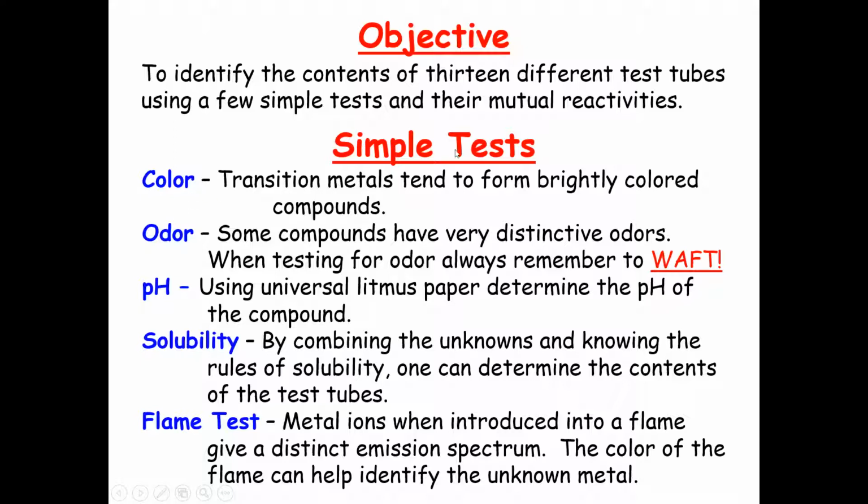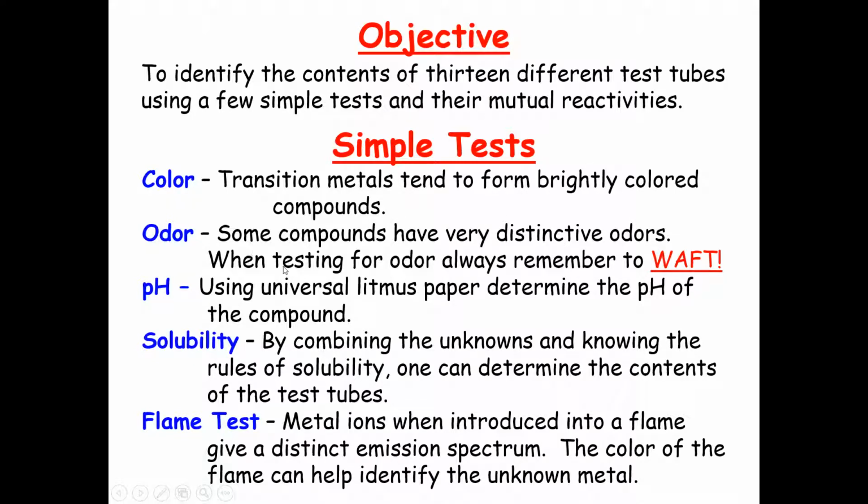The transition metals tend to form brightly colored compounds. These are the most simple tests, although they would not clearly tell us what kind of compound is present, but they would give us a generic idea of what kinds of compounds or ions are present in that test tube. So the first thing would be color. The transition metals tend to form brightly colored compounds. We will see the examples later.